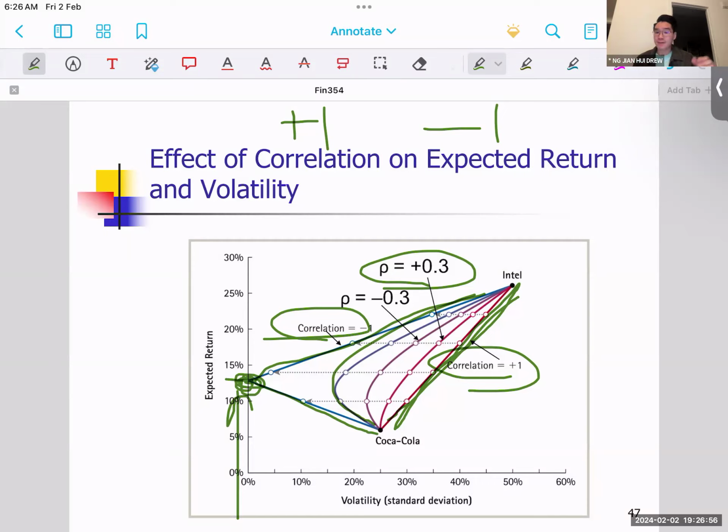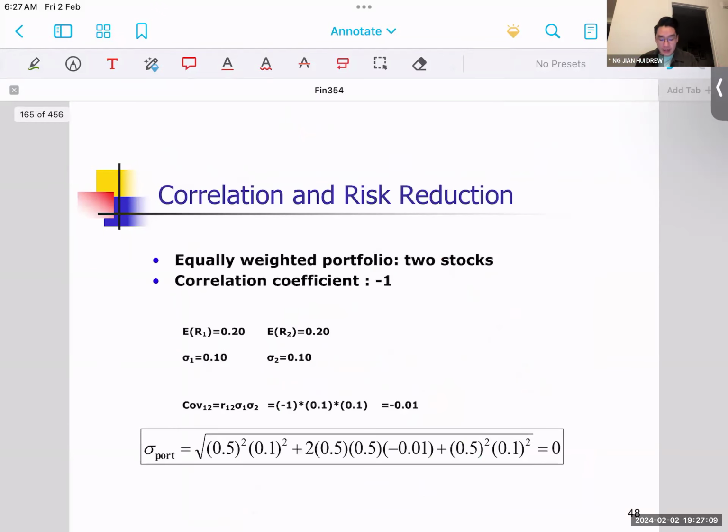So now we have talked about the efficient portfolio and inefficient portfolio. We have talked about correlation, and how correlation affects the graph. If everyone's comfortable with this, we move on to the next part. This is a bit of calculation showing you what happens.